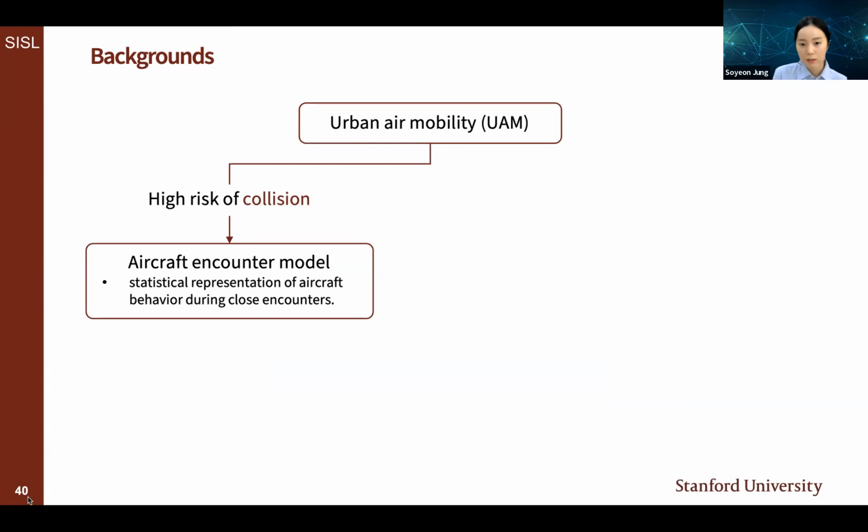As these vehicles will be operated above urban area, a collision may cause hazardous situations. Moreover, as the UAM operations increase, they are likely to be in high risk of collision. Therefore, for the UAM vehicles, it is particularly important to build aircraft encounter models, which are the statistical representation of typical aircraft behavior during close encounters with other aircraft.